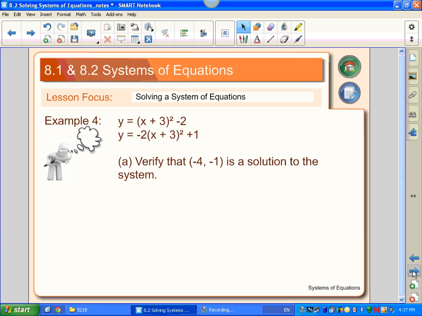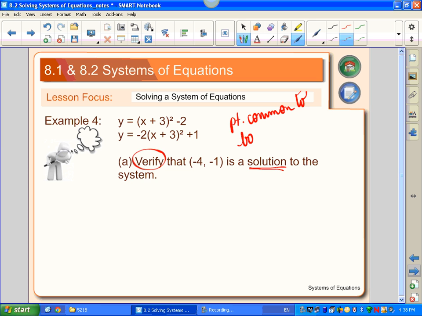This is a really important word, to verify. We want to show that it is true. This is a solution. But we have to remember, what does it mean for it to be a solution? For it to be a solution, that point has to be common to both equations. Right? So we need to have the point common to both equations. So we need to check that, see if that works.